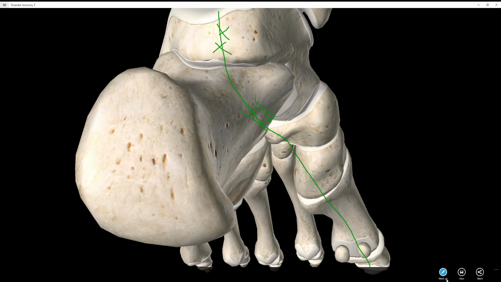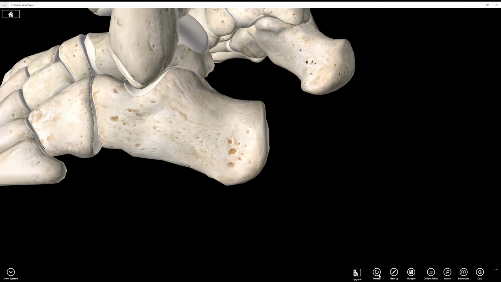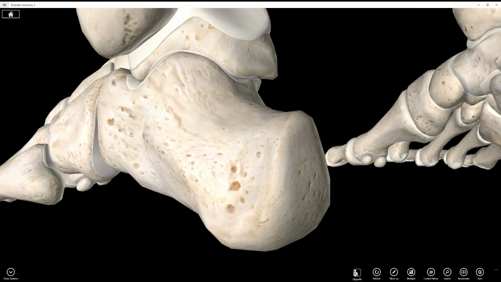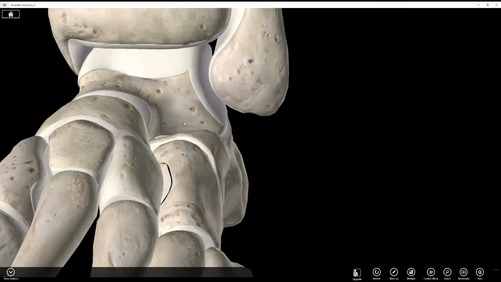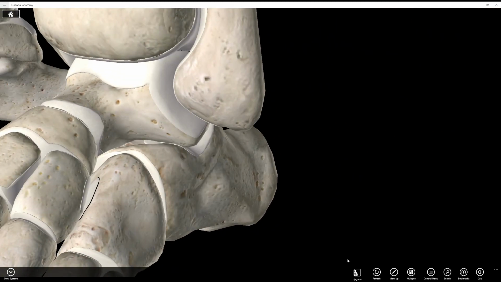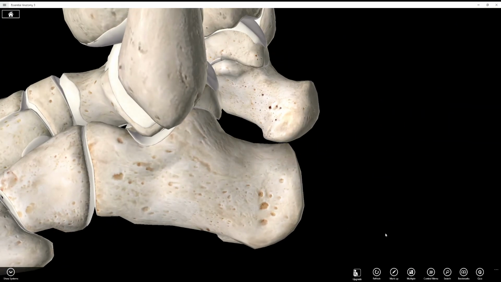We have the fibular trochlea. So if we add back in the fibula, they didn't do the best job here, but they make it look so far apart. But there's a little trochlea here, and that's called the fibular trochlea. It's this little nodule on the side of the calcaneus. And that is it for the calcaneus.